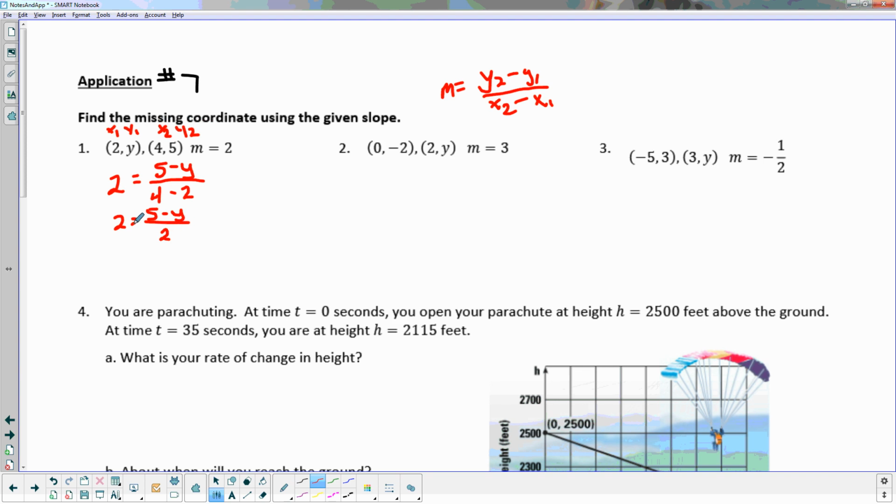So in order to solve this, I'm going to multiply both sides, not subtract, multiply both sides by 2. And 2 times 2 is 4. Over here, my 2's cancel out. That's what I want. So 4 is going to equal 5 minus y.